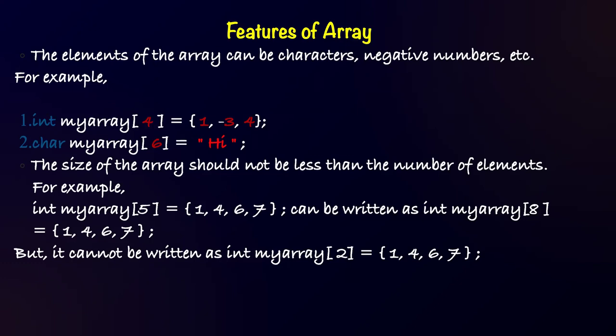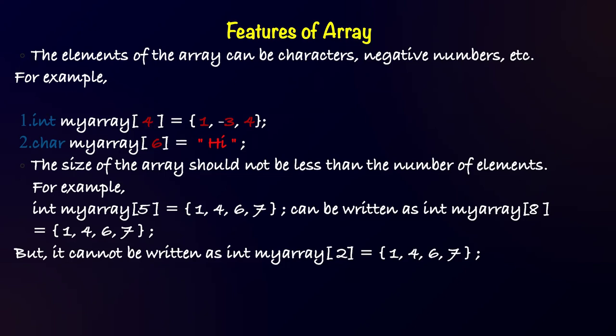For example, int myArray[5] = {1, 4, 6, 7} is given in the set, right? Now it can be written as int myArray[8] = {1, 4, 6, 7}, but it cannot be written as int myArray[2] = {1, 4, 6, 7}. Why? Try to understand: the numerical value inside the third brackets refers to the size of the array.